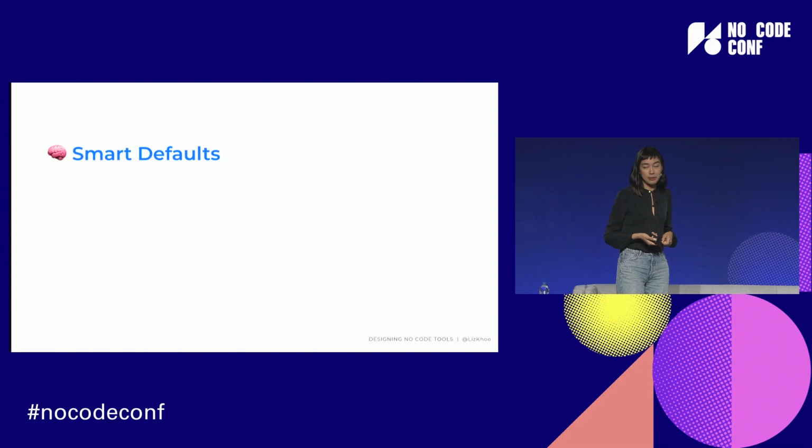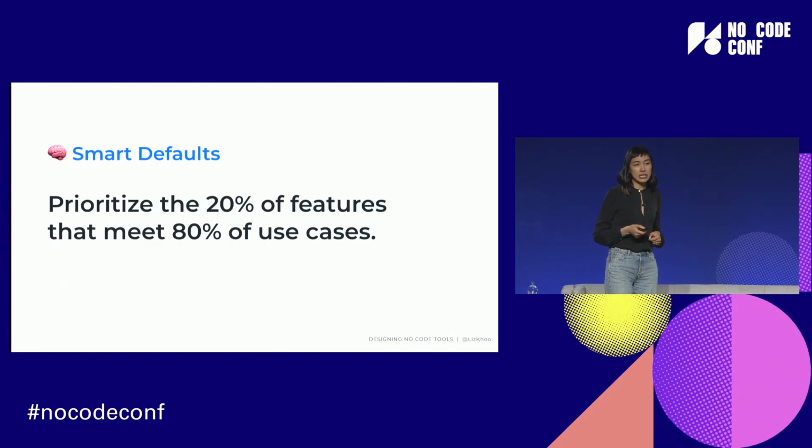All right, the next theme is smart defaults, right? And this is based in the Pareto principle, the 80-20 rule. And the idea here is that you can prioritize the 20% of your features that meet the 80% of use cases to create a smart default.